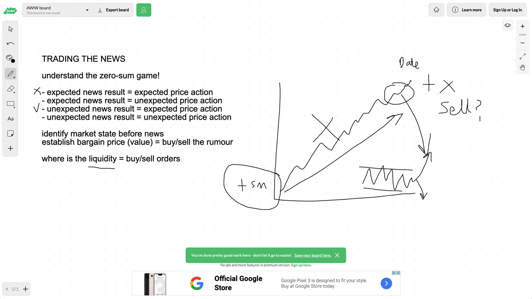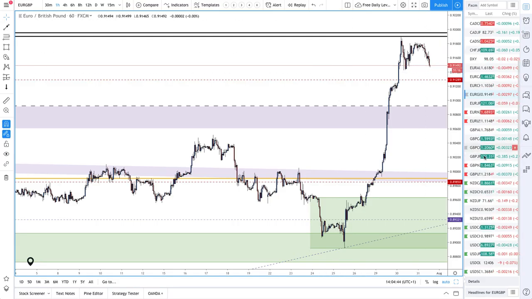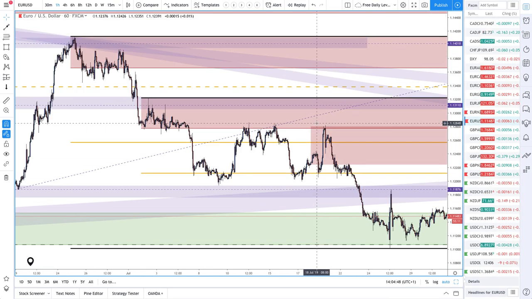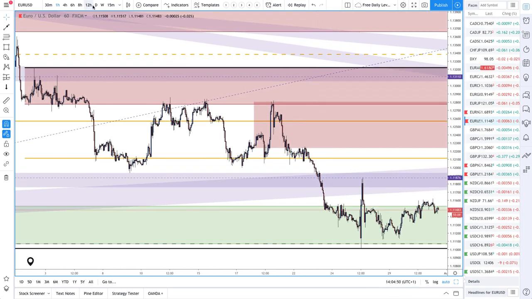Another example of this, a slight variation on this, would be, for example, recently where we were talking about the euro and stimulus. So let's go to the chart, in fact. Let's go to the euro dollar. Yeah, euro dollar. Let's go to the daily.